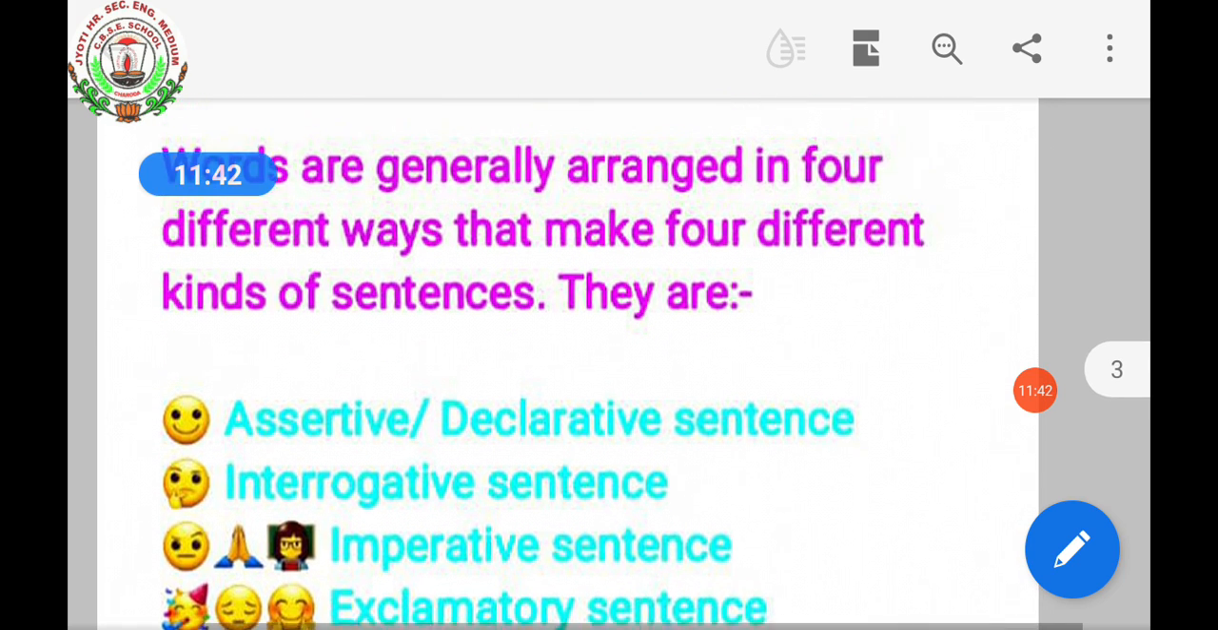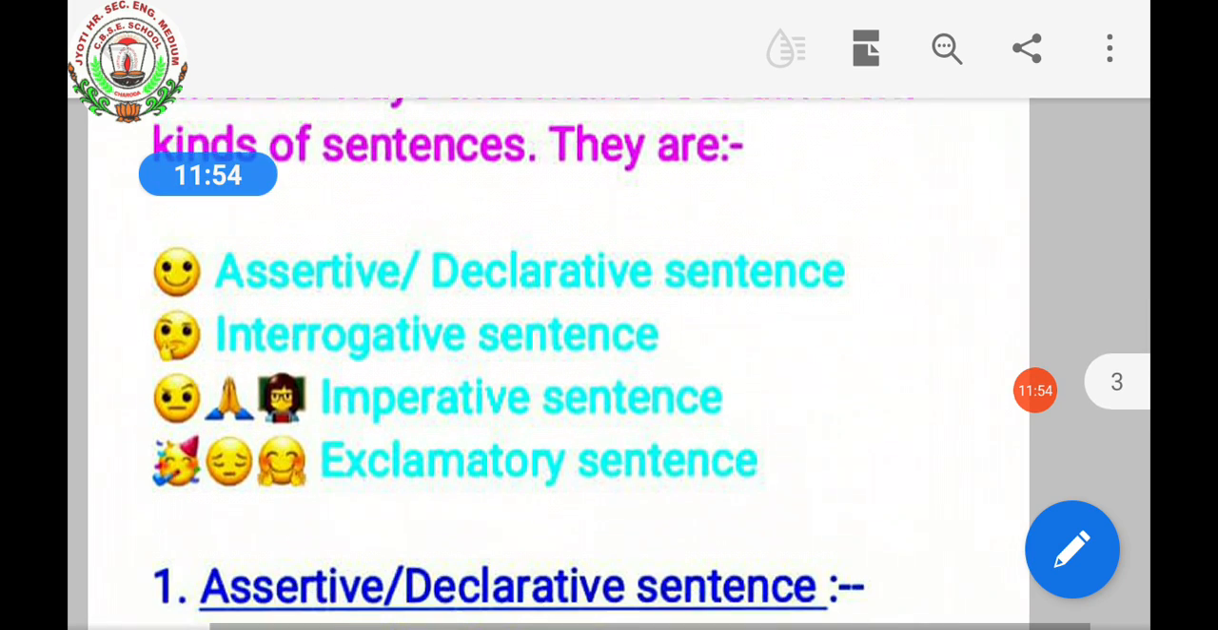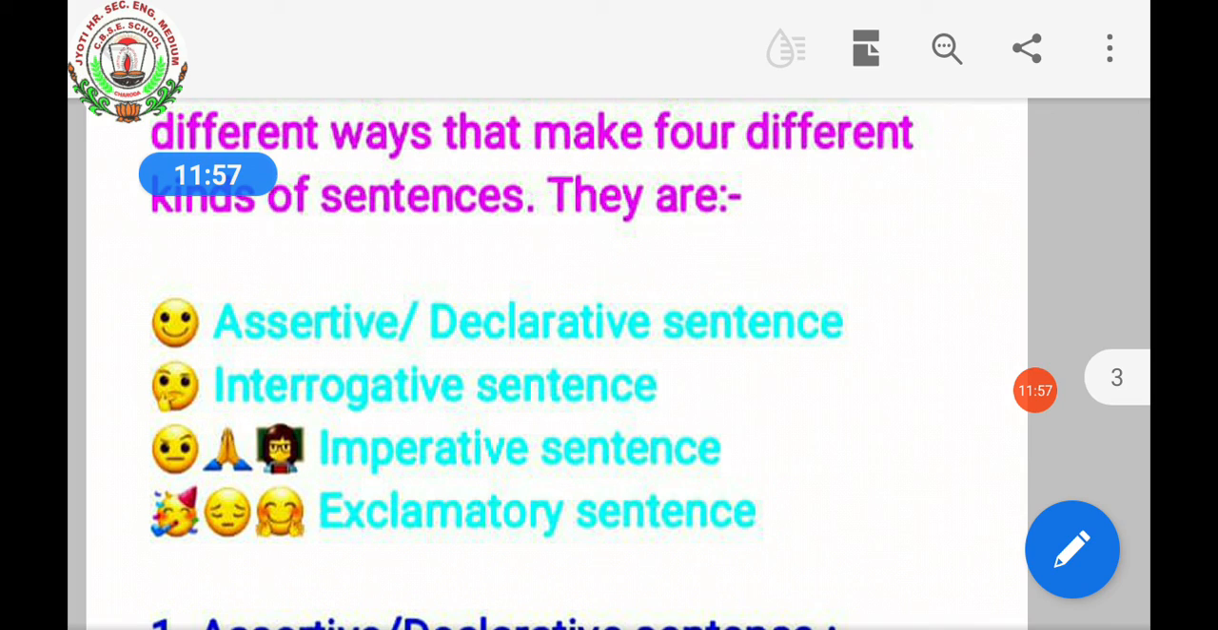Exclamatory sentence, I already told you. Hooray, you remember this one. Hooray, we won the match. So when we put the exclamation mark after hooray, we call it an exclamatory sentence. An exclamatory sentence is used when you are expressing your emotions, your feelings, your joy, your happiness, your sadness. Oh, like this. Bravo, wow, what a beautiful frock, what a beautiful pen. Like this we say the words when we are expressing our thoughts and feelings with deep emotions.